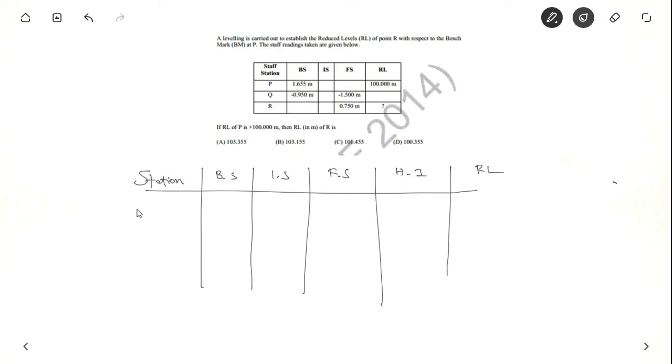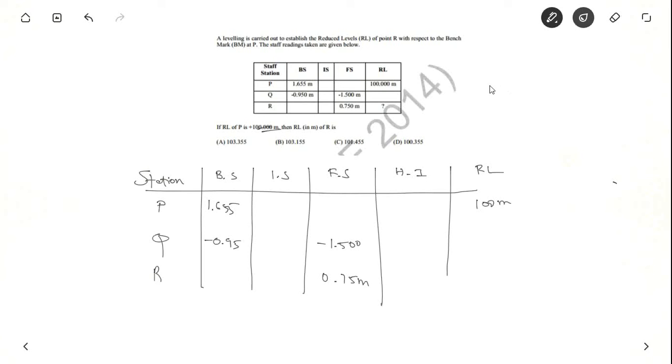So what are the stations here? We have P, Q and R. So first let us copy these values here, 1.655, minus 0.95. Please be careful with the signs and make sure you use the minus sign, 1.500 meters, and at R it is 0.75 meters. You know the reduced level at point P is given as 100 meters.